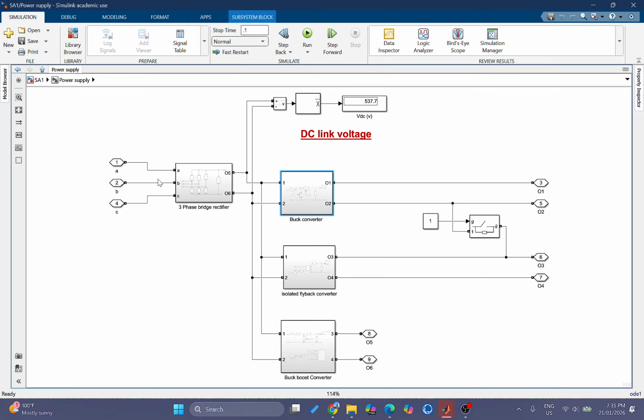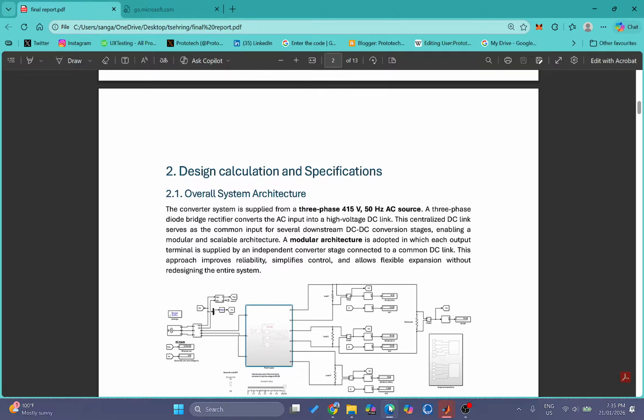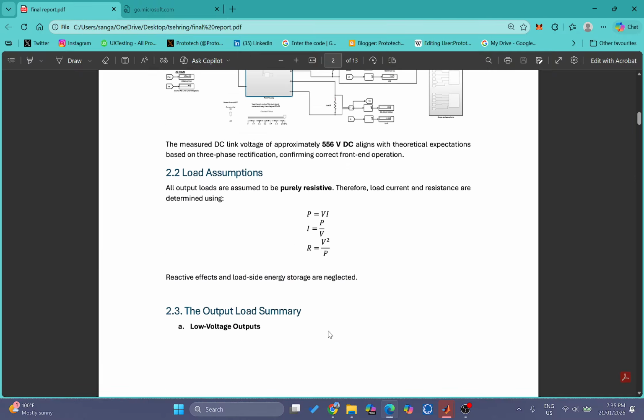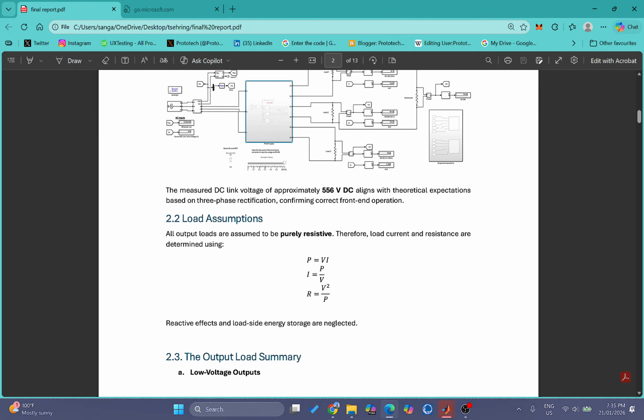After converting the AC power to DC power, the rectifier provides the high voltage DC link, which acts as a central energy bus for the entire system. The measured DC link voltage when I simulate is 537.7, and when I calculate it theoretically, it comes around 556 volt.